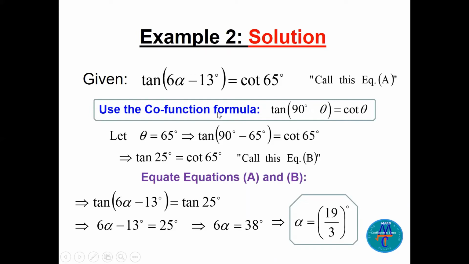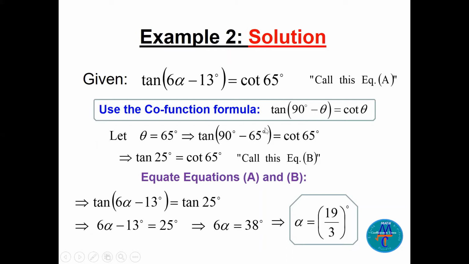Now let's use the cofunction formula that says tan of 90 minus theta is equal to cotan of theta. That's the formula here. In this formula, I will put theta as 65 degrees. So I put 65 here and 65 here. I will try to make a similar equation to A. So tan(90 minus 65) is equal to cotan 65 from the formula, as I said. So this is tan 25 degrees is equal to cotan 65. Let's call this equation B.